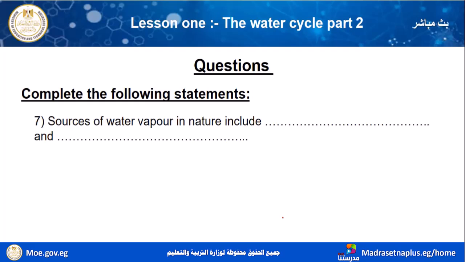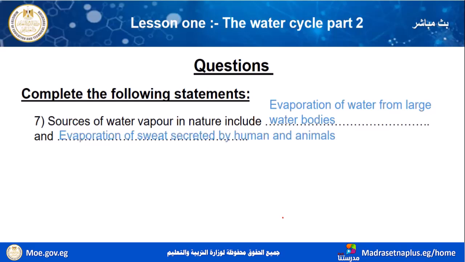Question number 7. Sources of water vapor in nature include evaporation of water from large water bodies and evaporation of sweat secreted by humans and animals, and there are many other sources of water vapor in nature.